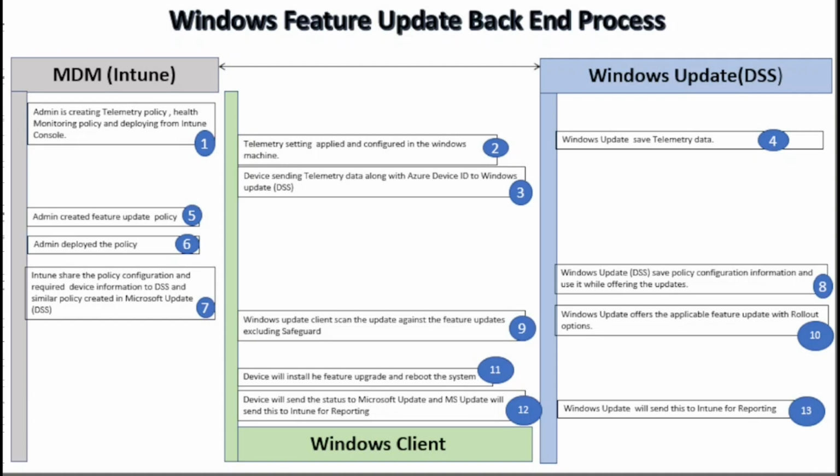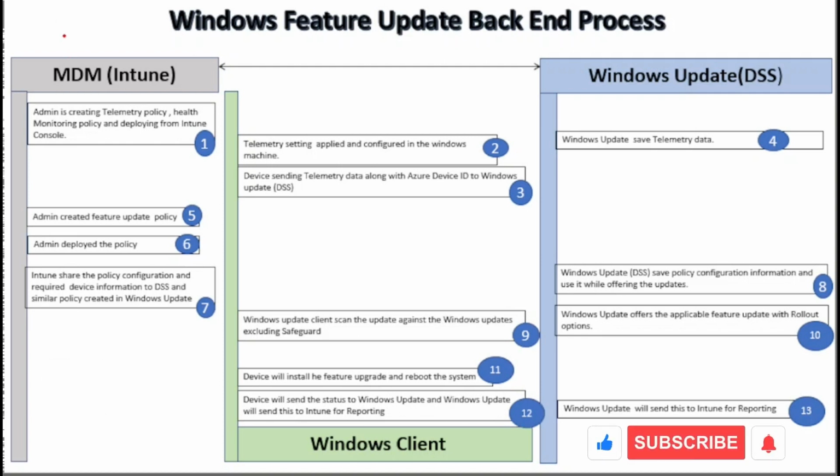And when the device is scanning for the required feature update against the Windows Update service, Windows Update already knows what feature update it should offer to the device, as well as what feature update it should not offer, based on the feature update policy we created in the Intune portal. Now let's understand the same thing with the help of this flowchart.